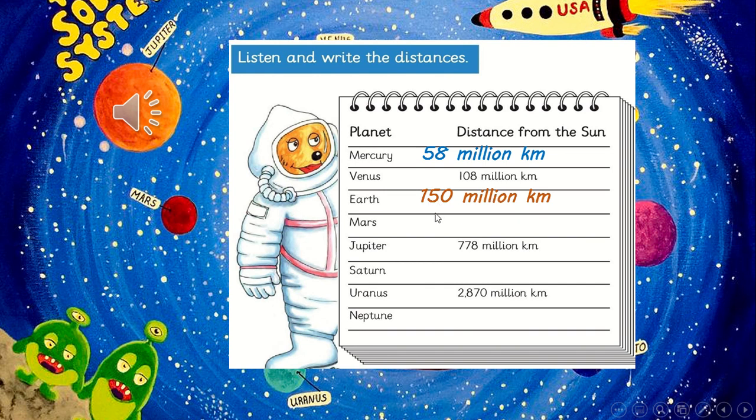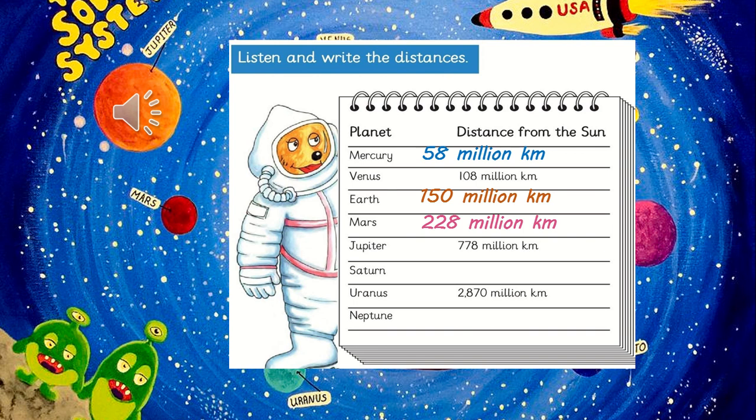What about Mars? Mars is the next planet from the Sun. It is about 228 million kilometers away.